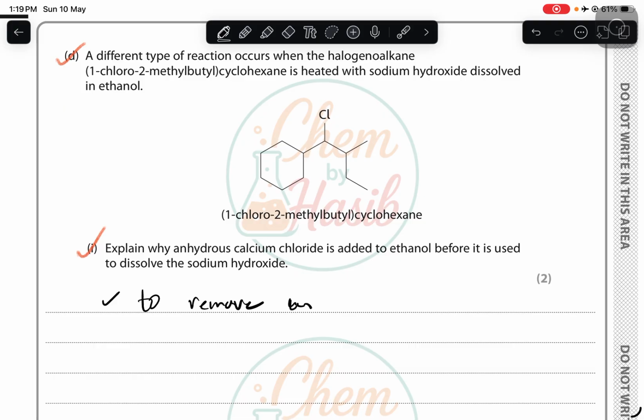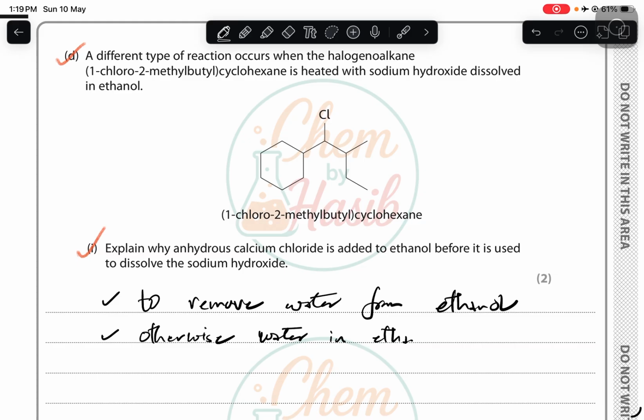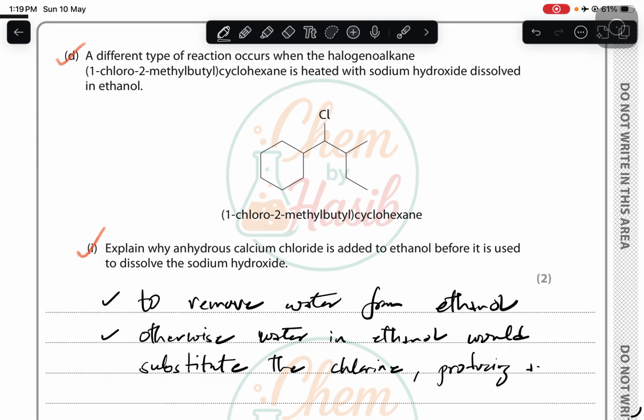Now what happens if you don't remove water from ethanol? See, if you don't remove water from ethanol, otherwise water in ethanol would substitute the chlorine, producing an alcohol. See, in this reaction, we are not here to produce an alcohol. This reaction should produce an alkene because it's an elimination reaction.